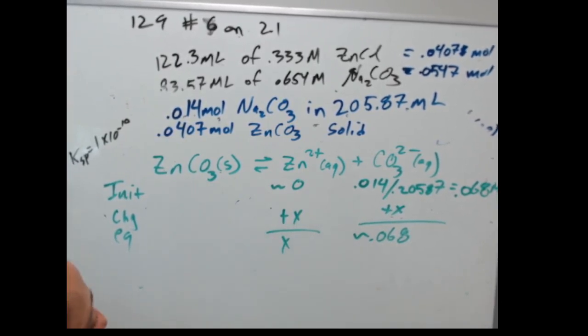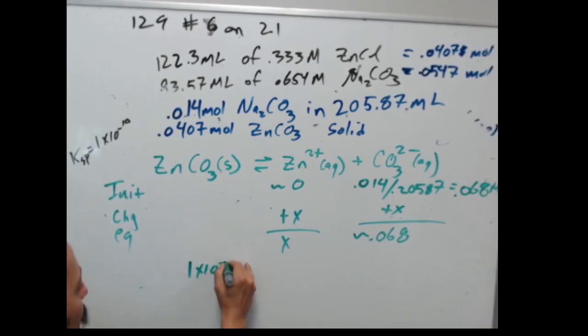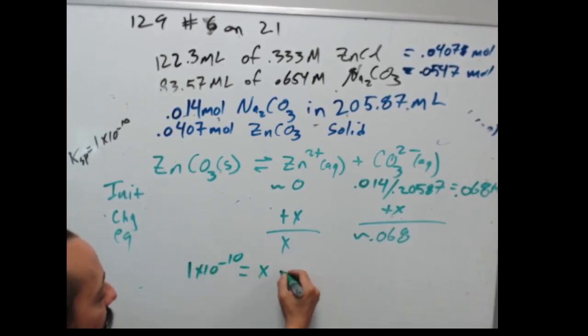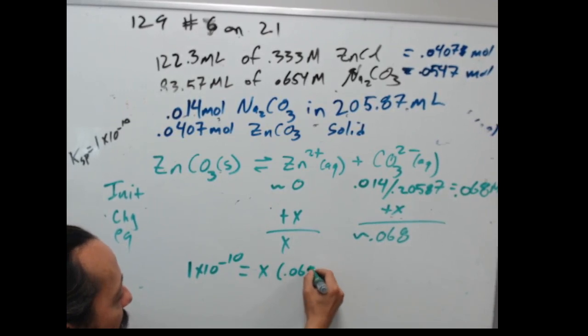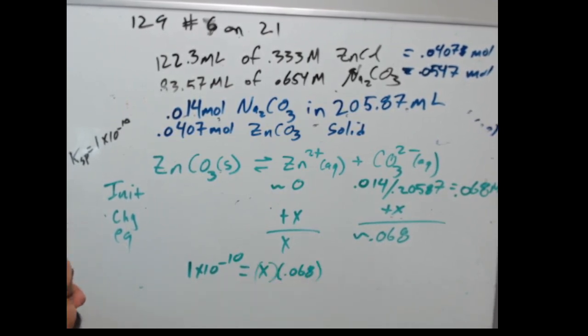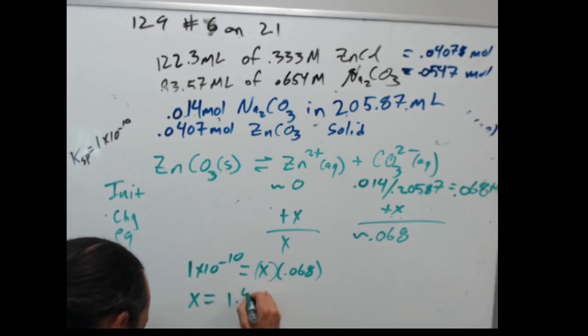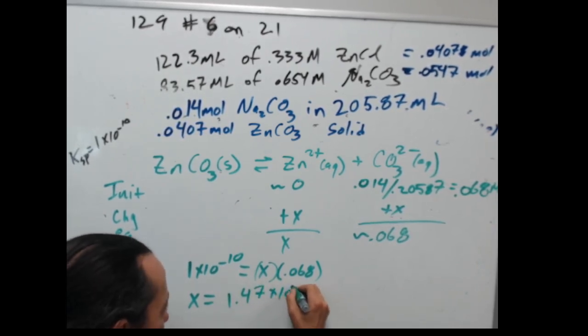So I go ahead and make the x a small approximation, and then I just have 1 times 10 to the minus 10 is equal to x times 0.068. Well, that's easy to solve. Oh, and it's going to be really small. 1 times 10 to the minus 10 divided by 0.068. We get x is 1.47 times 10 to the minus 9.